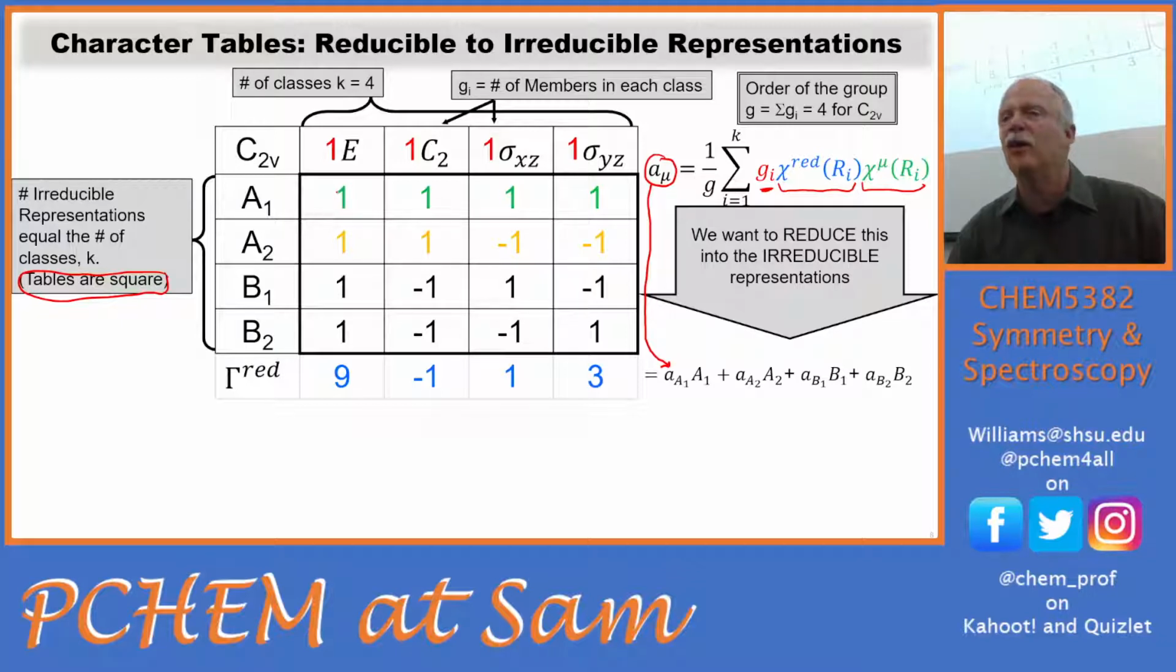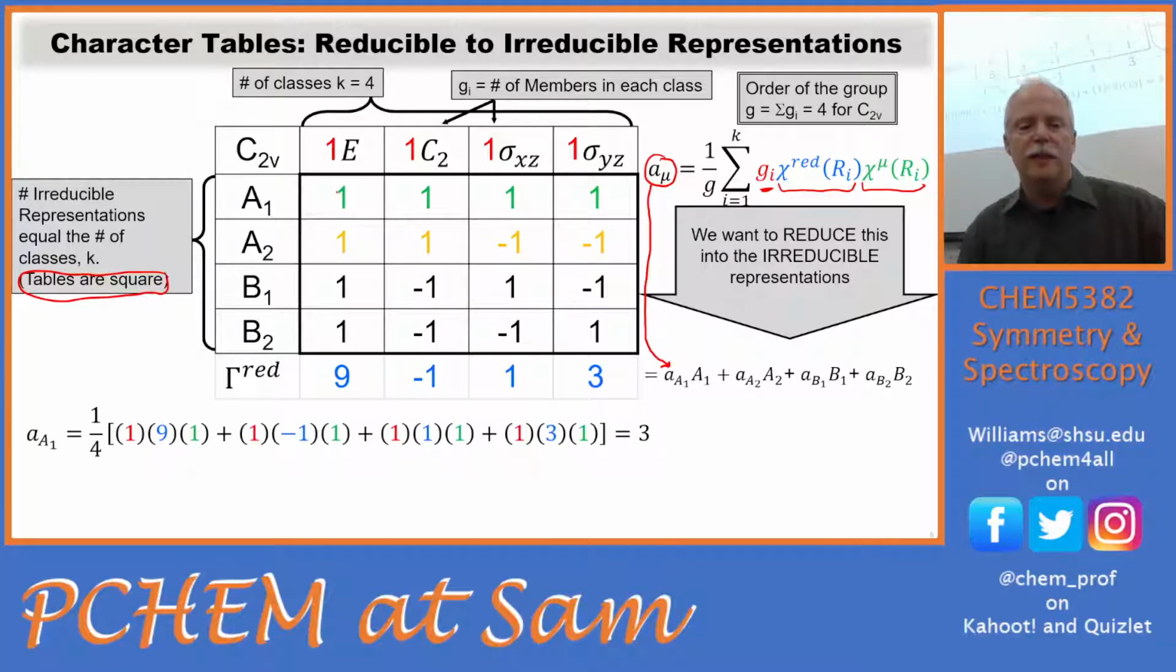So let's do this. We'll learn by example. So we'll do one. So that equation is now written down here. I have the coefficient for A1, and that's equal to 1 over 4. Where did 4 come from? That is the order of the group, this 4. Okay. So this is h, right? And then it's the sum of 4 terms. And I have the g_i number here in red. I have the reducible representation character in blue.